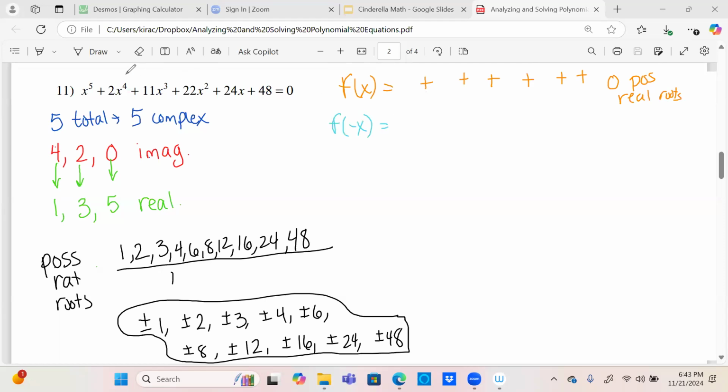Okay, anything with an odd power changes. So this was positive, he changes. The even stays the same. This was positive, he'll change. Even stays the same. This is odd because of the 1. He'll change. And the naked number stays the same. Ooh, okay, so this changed once, twice, 3, 4, 5 times. So we will have 5, 3, or 1 negative real roots.